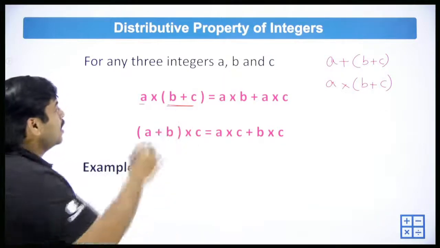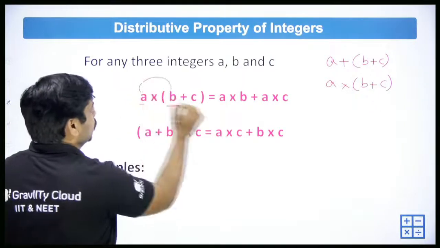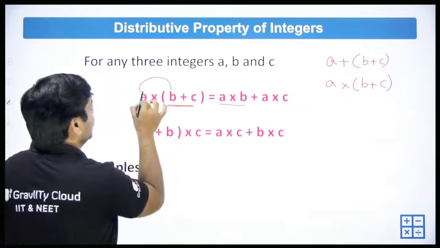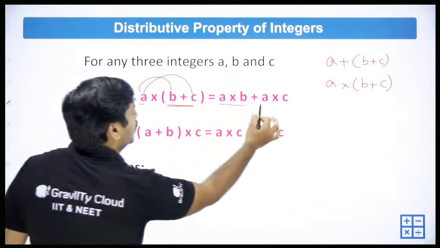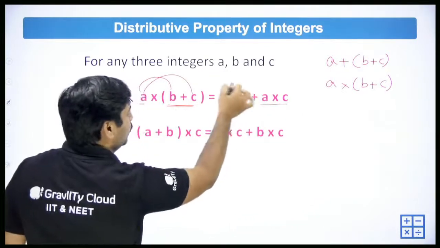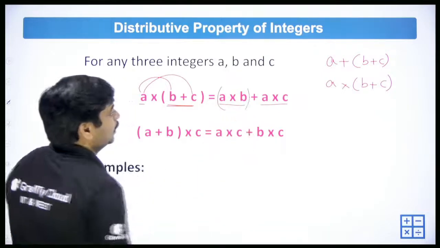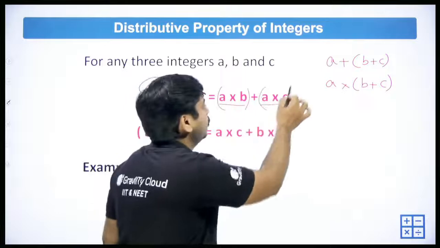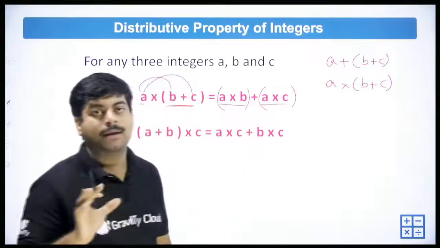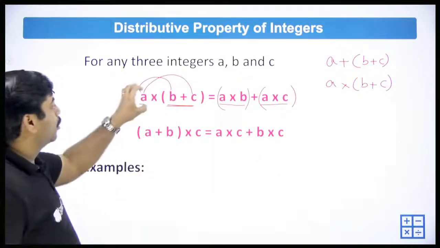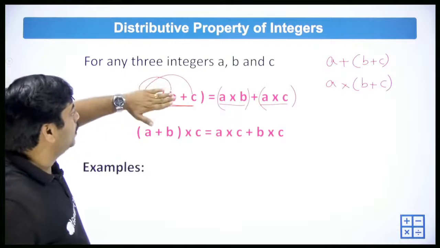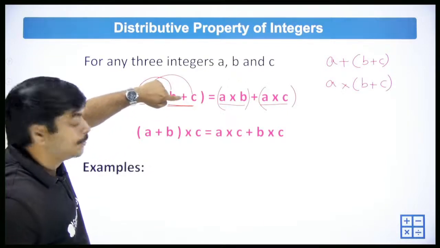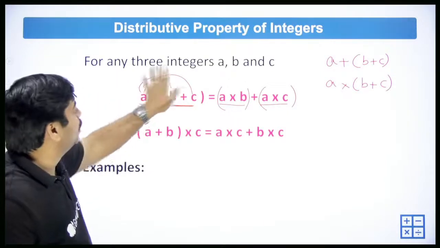You can see here, A we are distributing to B, so A into B, plus A we are distributing to C, so A into C. You should be very careful here. You have a plus in between them. Don't try to multiply these two numbers again. A into B is one term, then this plus will come and then A into C.